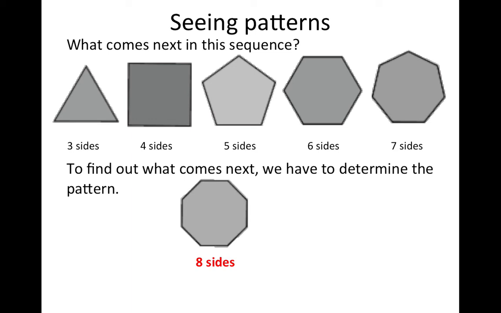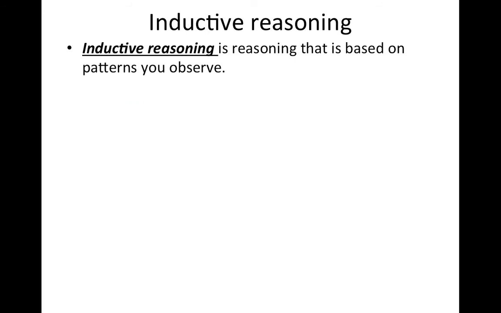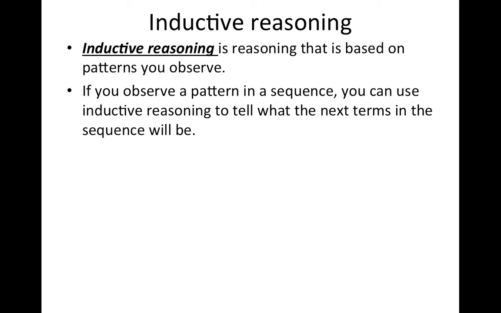And so to answer the question, what comes next in the sequence, the answer is this 8-sided shape, which we'll learn later is called an octagon. But hopefully you were able to see that pattern of 3, 4, 5, 6, 7 leading to 8. And if you did, then you just used what we call inductive reasoning. What is inductive reasoning? Inductive reasoning is reasoning that is based on patterns that you observe, or patterns that you see. When you see those patterns and then use it to determine what comes next, that's called inductive reasoning.